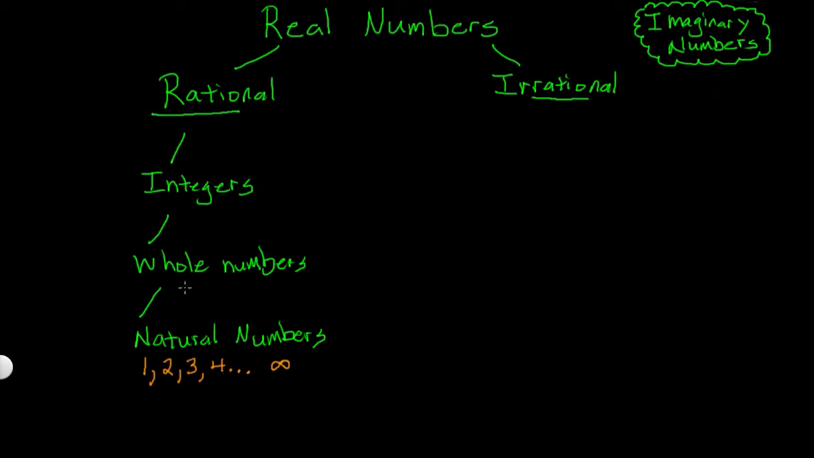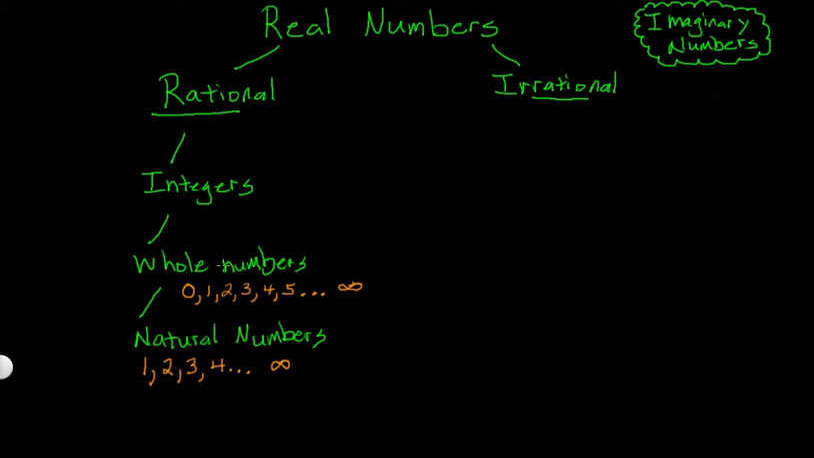Whole numbers are very similar to natural numbers, which are also known as counting numbers, except the whole numbers include 0. So whole numbers start at 0 and go to 1, 2, 3, 4, 5, all the way to positive infinity. All right? Those are our whole numbers.